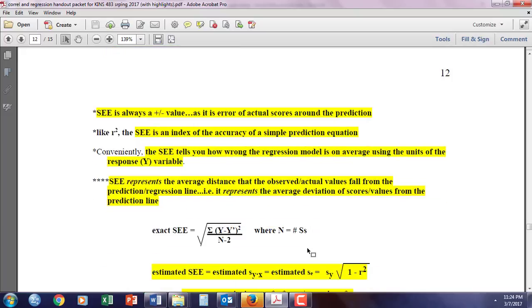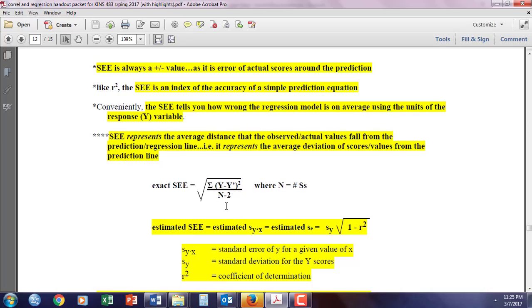So now let's look at the standard error of the estimate. The standard error of the estimate is always a plus or minus value, as it's the error of the actual scores around the prediction. Some scores are above, some scores are below the prediction line. So whenever you see an SEE reported, remember that it is the plus and minus error around the prediction line. So let's take a look at what the SEE again represents. It represents the average distance that the observed or actual values are from the prediction or regression line.